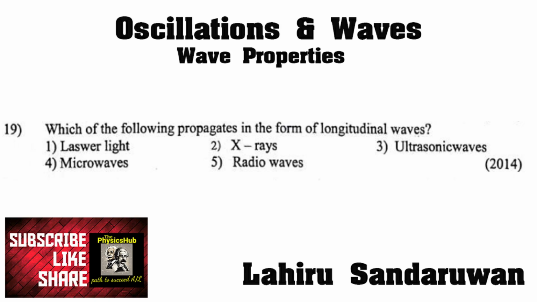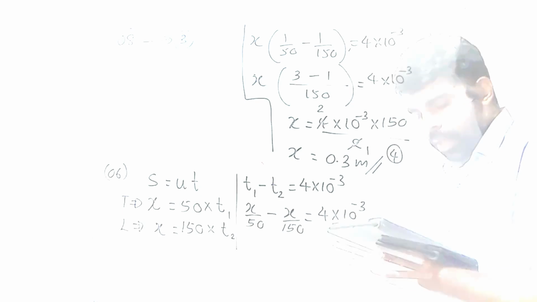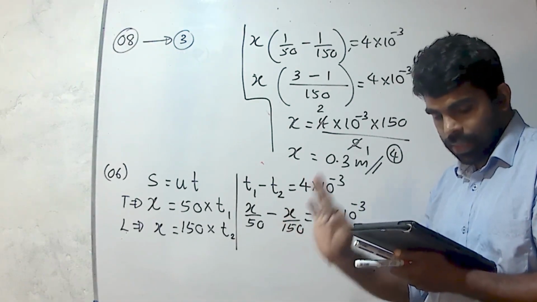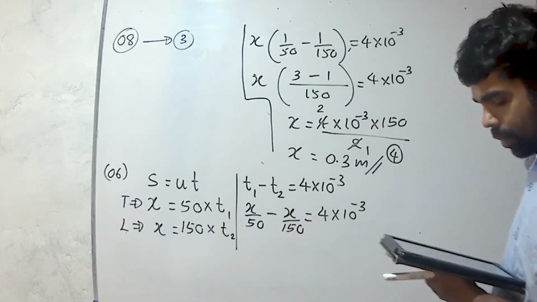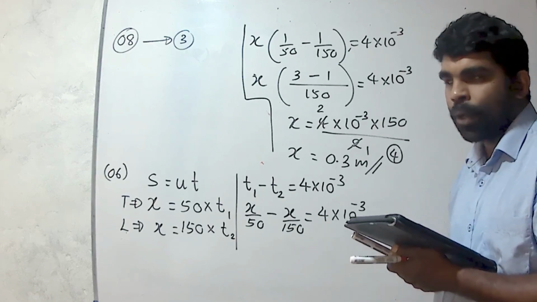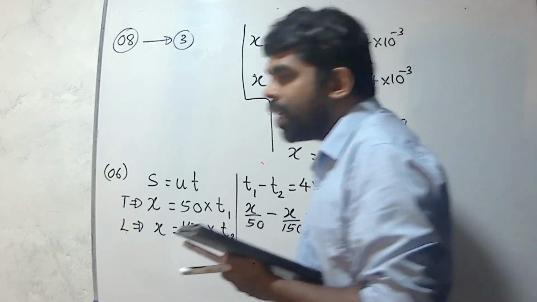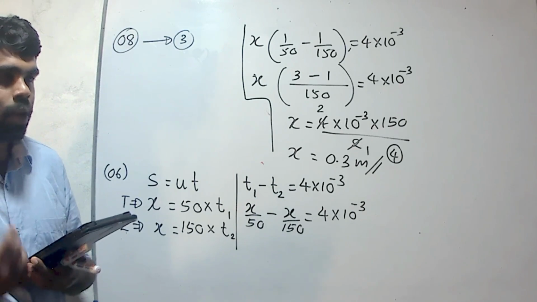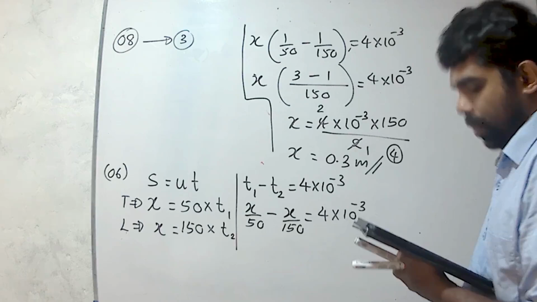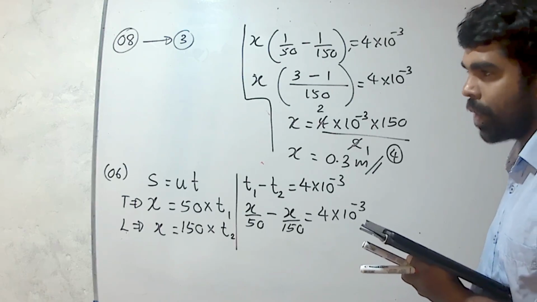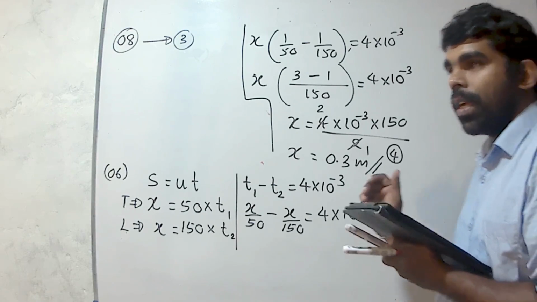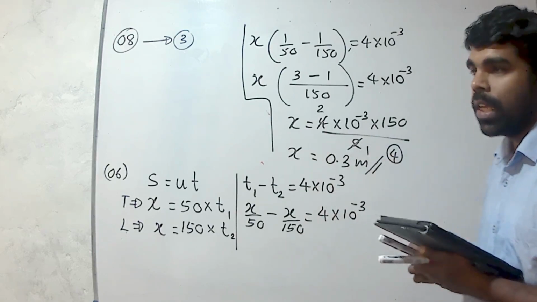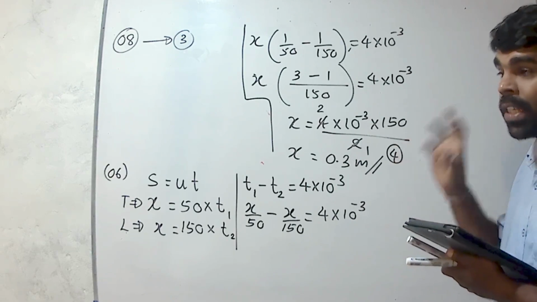Which of the following propagates in the form of longitudinal waves? They have given laser light, X-ray, ultrasonic waves, microwave, radio waves. When considering laser light, X-rays, microwaves and radio waves, all are transverse waves, because those types of waves are electromagnetic waves. We can categorize electromagnetic waves as transverse waves because electromagnetic waves can exhibit polarization. But ultrasonic waves are not transverse waves. Those are longitudinal waves. Ultrasonic means it is a sound wave, but the frequency is greater than 20 Hz. Therefore, we can't hear it.